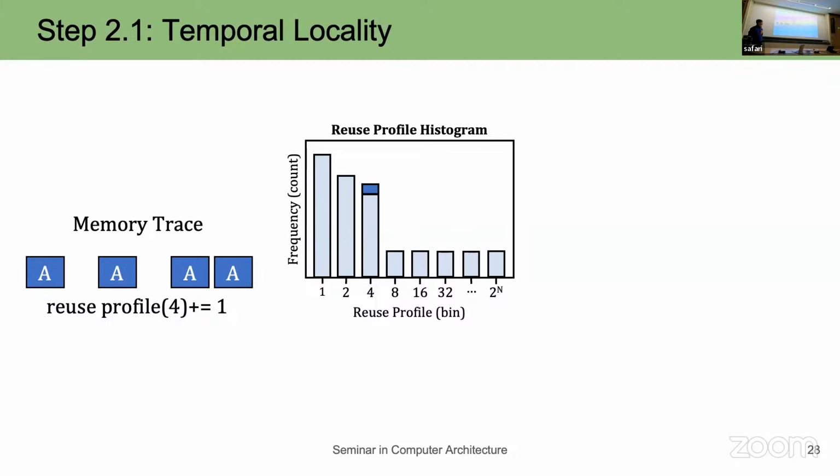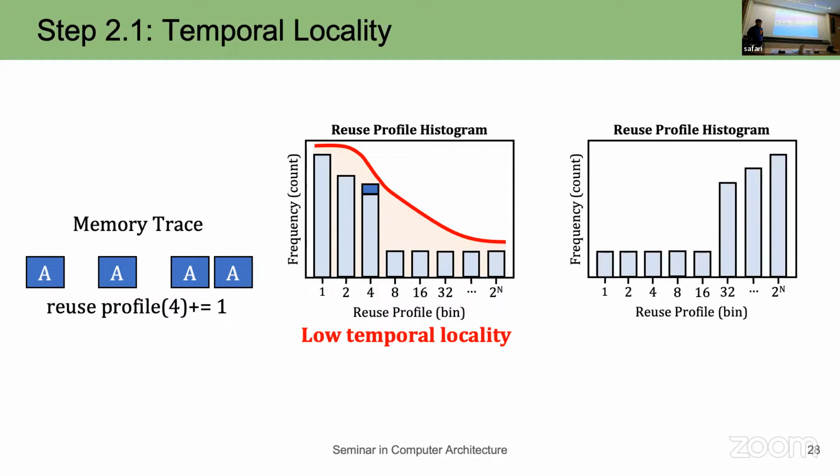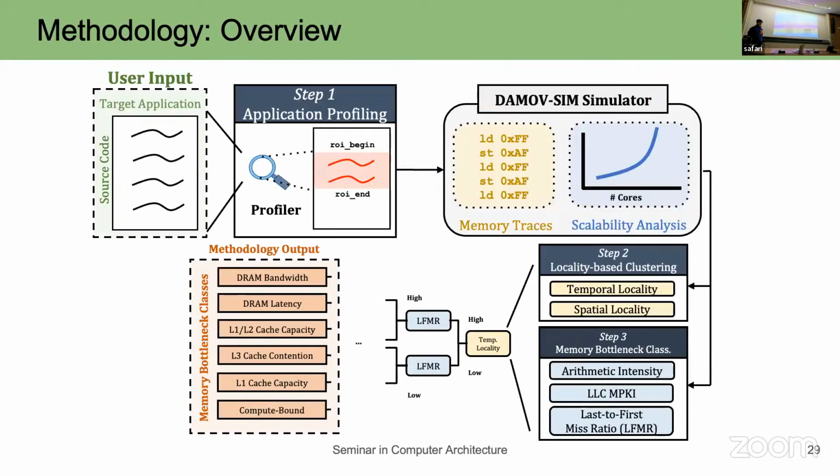So for example, if we look at this reuse profile histogram, we would say it has low temporal locality because memory addresses only get accessed a few times. While if we look at this reuse profile histogram, we would say it has high temporal locality because obviously memory addresses get accessed a lot of times.